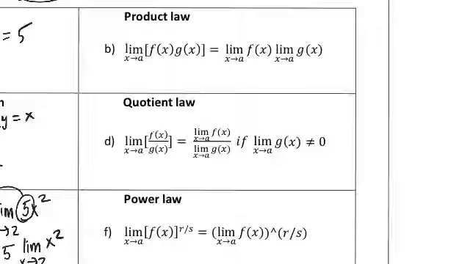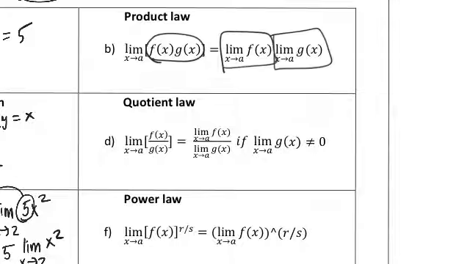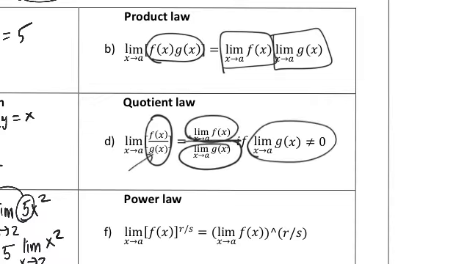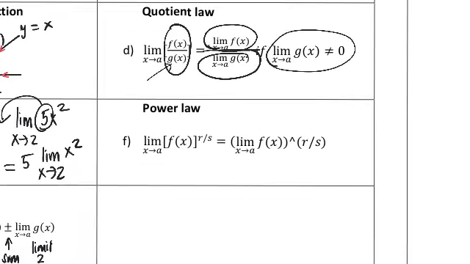Also, the limit of the difference is the difference of the limits. The limit of the product is the product of the limits. The limit of the quotient is the quotient of the limits, but only if the denominator limit is not equal to 0. And then last we have the power law, which says that for the limit of a function raised to a power, you can do the limit first and then raise that to the power. That will become clearer when we do a couple of examples.